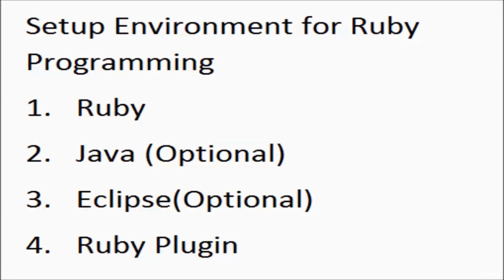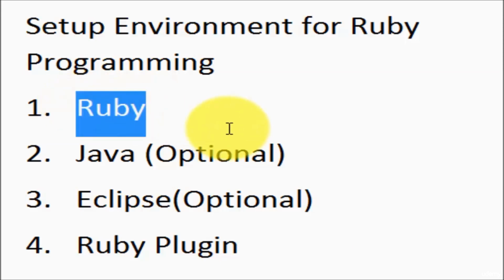In this session, we are going to set up the environment for the Ruby programming language. So these are the four softwares that we need to install. First is Ruby, which is the programming language. Next, we want an editor. Editor means where we are going to write Ruby code.